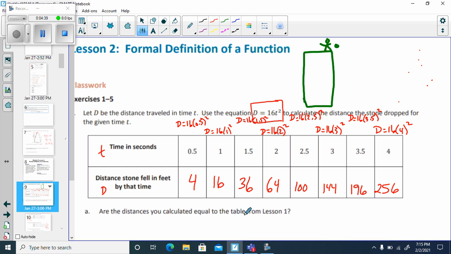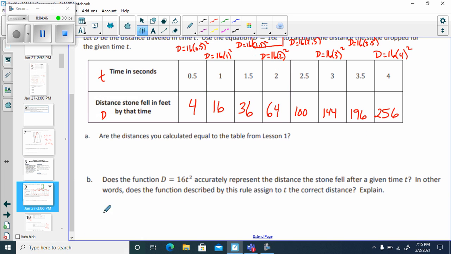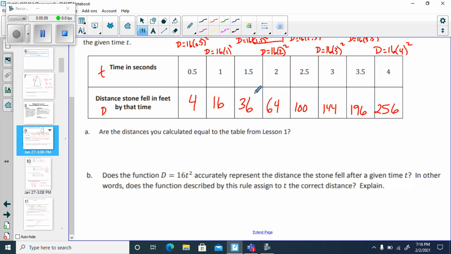Now, if you go back to the last lesson, these are the exact values that you saw. Does the function D equals 16t squared accurately represent the distance the stone fell after a given time t? In other words, does the function describe this rule assigned to the t correct distance? If you go back and look, it actually does. It gives us the values that we got in our last lesson. But the main thing here is we've learned how to fill this out.